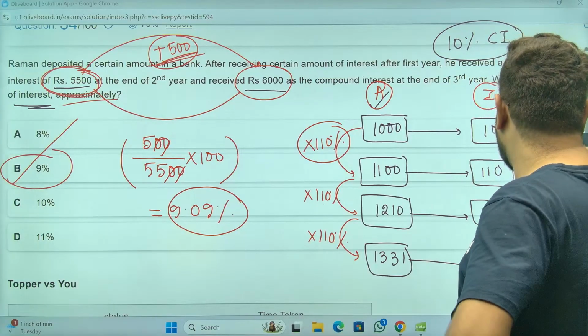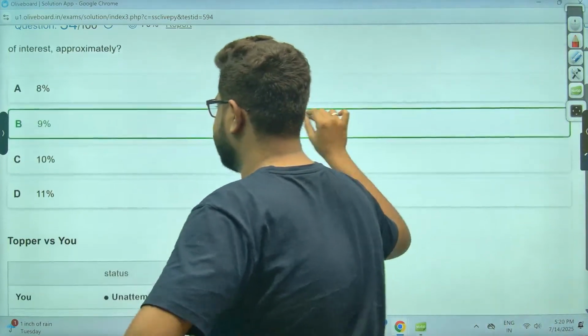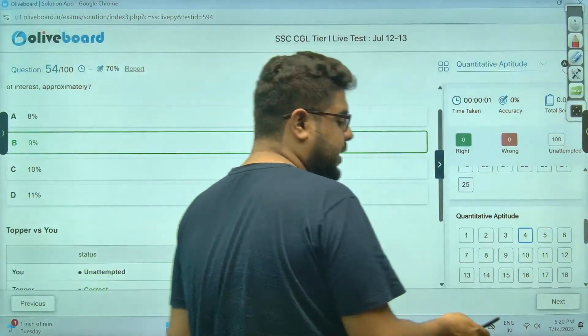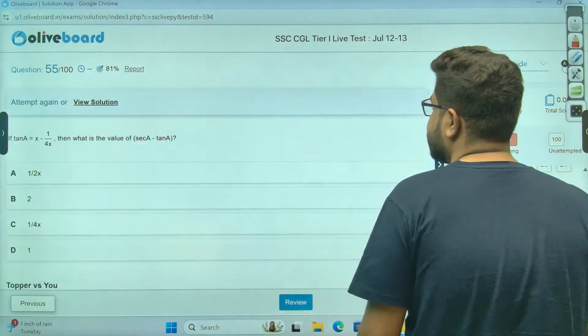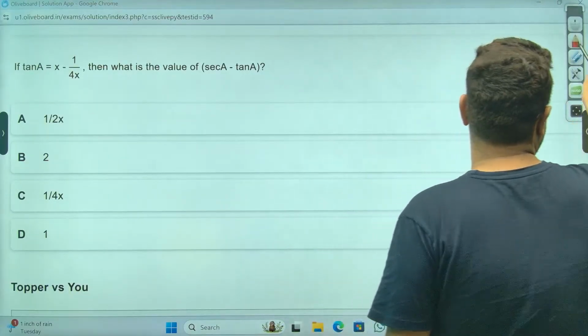Perfect, I hope this is clear, sir. I hope this is absolutely clear to everyone. If anyone here has any doubts, please feel free to ask, sir. Feel absolutely free.